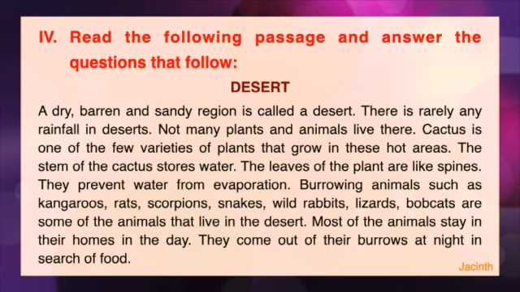Desert. A dry, barren and sandy region is called a desert. There is rarely any rainfall in deserts. Not many plants and animals live there. Cactus is one of the few varieties of plants that grow in these hot areas. The stem of the cactus stores water. The leaves of the plant are like spines. They prevent water from evaporation.